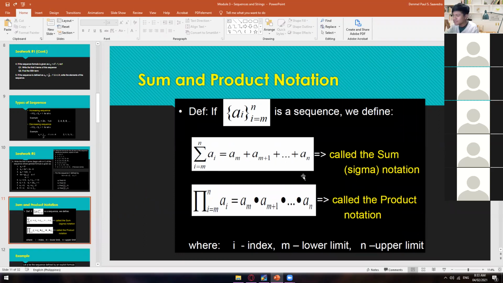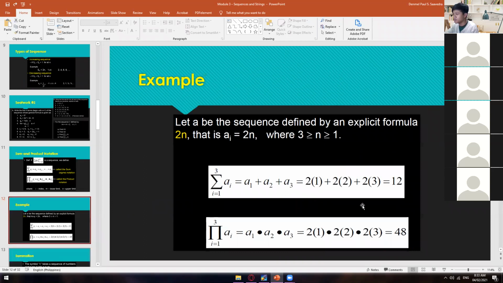Anyway, so this is the bare concept of the sum or the summation and the product. All right. So let's have an example for you to be able to understand this one. So let A be the sequence defined by an explicit formula 2 times n. That is A sub i is equal to 2n, wherein your n is ranging from 1 to 3, okay?